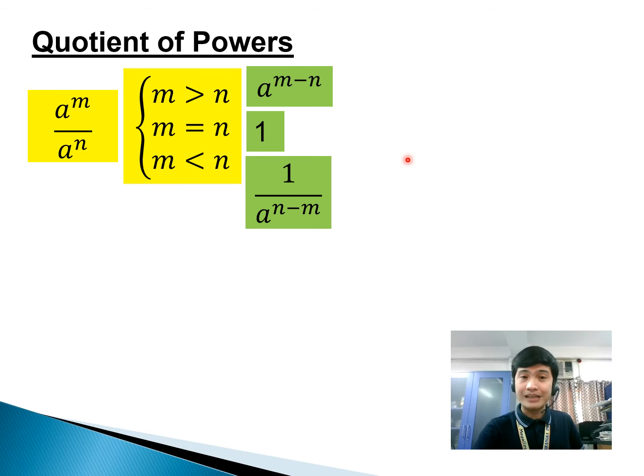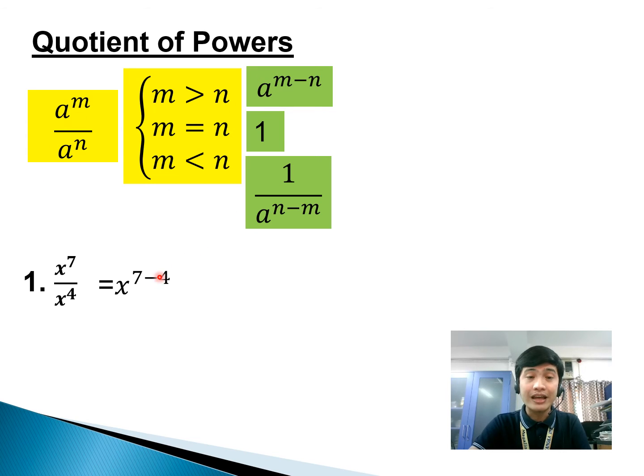Let's have the illustrative examples. Let us have number 1. So x raised to 7 all over x raised to 4. If you will try to check, they have the same base. Parehas na x. Now, if you compare the exponents of the numerator and the denominator, mas malaki po ang exponent ng numerator kaysa kay denominator. So, magpo-fall po siya dito, sa ating unang case, m is greater than n. So, how are we going to simplify this? We have here x raised to 7 minus 4. We just copy the base, their same base.